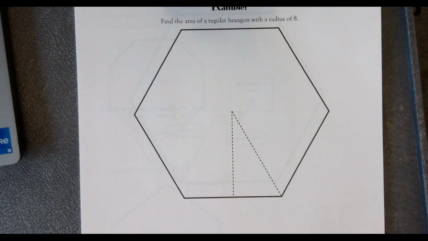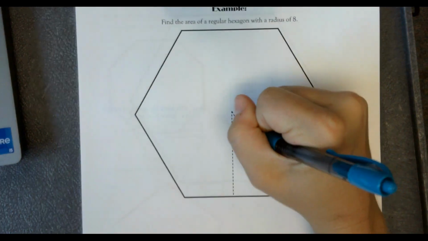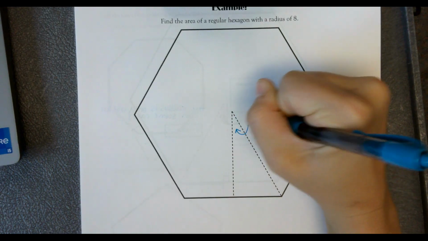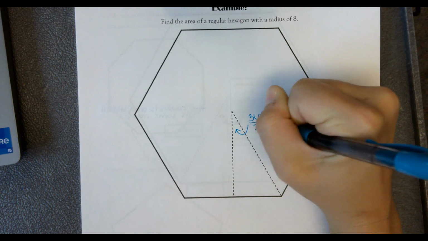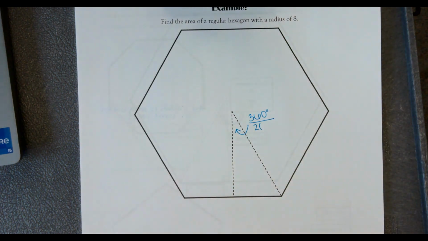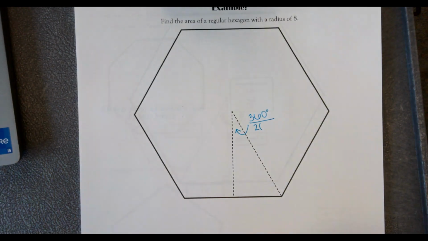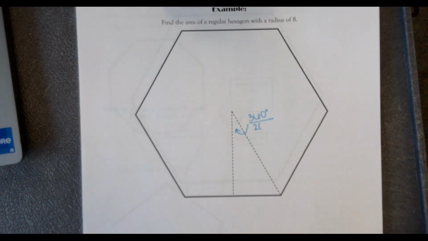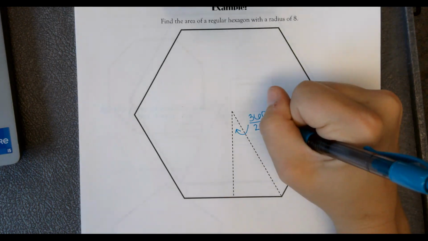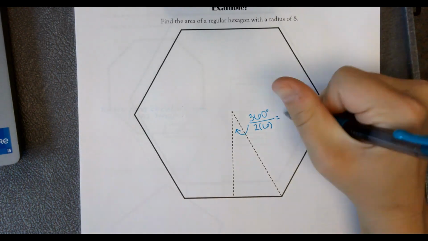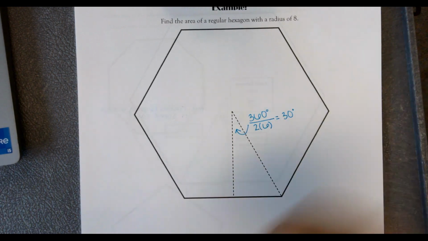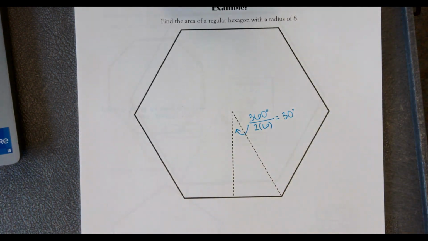So this angle here is always going to be 360 degrees divided by 2 times the number of sides. How many sides are in a hexagon? 6, right? So 2 times 6 is 12, 360 divided by 12 is 30 degrees. Okay, so that's one thing we need to know.